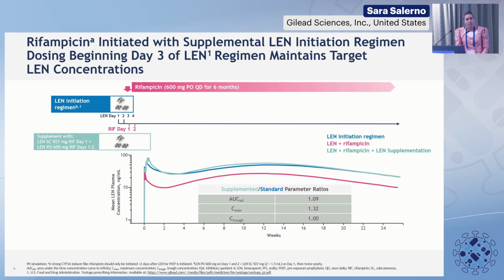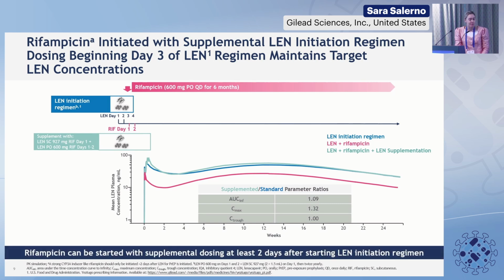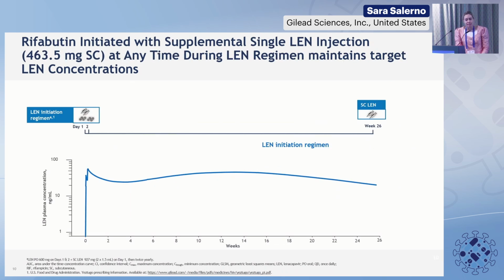And then in this case, you can see the concentrations of LEN in cyan color are similar to the concentrations for the LEN initiation regimen alone. And the conclusion is that rifampicin can be started, based on our simulations, with the supplemental initiation regimen starting at least 2 days after starting the LEN initiation regimen. So next, I will move on to the rifabutin simulations.